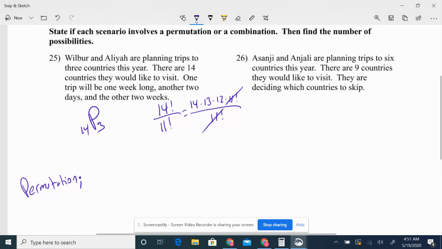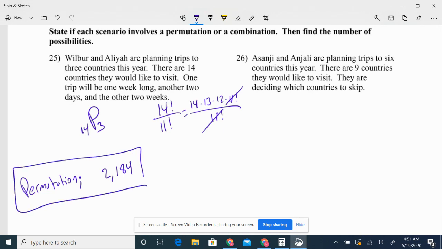But first of all, I had to say it was permutation, and then I use my colon there, and I'm going to type in 2,184. Make sure whenever you type it, permutation has a capital P. Make sure after the colon you have a space. Let me emphasize, I have one space there. When you type it, that's how it will have to be typed.